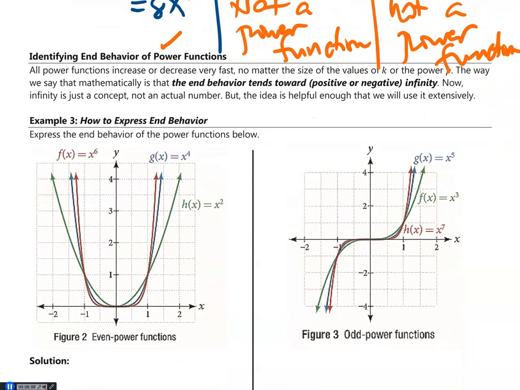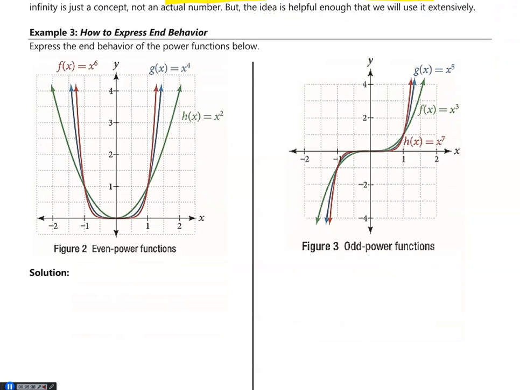Next, identifying the end behavior of power functions. All power functions increase or decrease very fast, no matter the size of the values of k or the power p. The way we say this mathematically is the end behavior tends toward either positive or negative infinity. Now infinity is just a concept, not an actual number, but the idea is helpful enough that we will use it extensively. So how to express an end behavior?